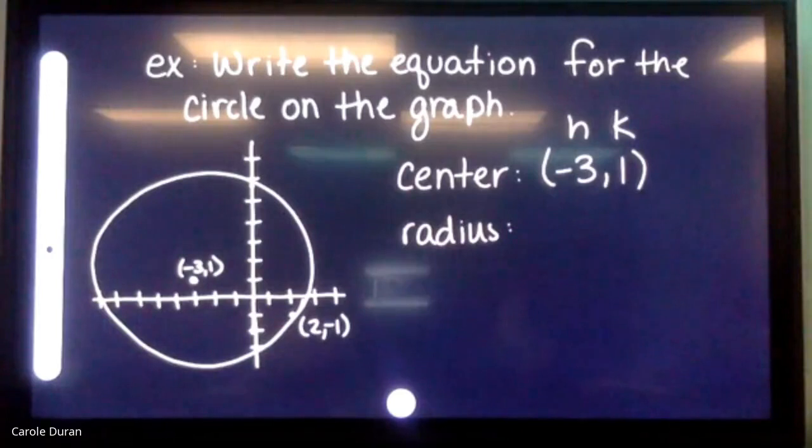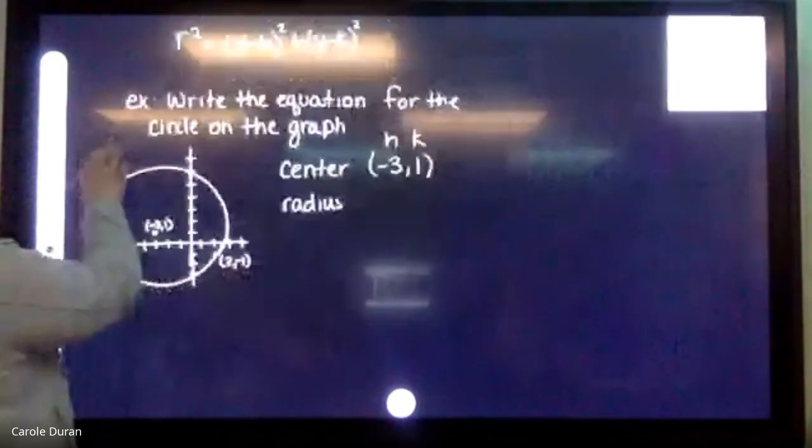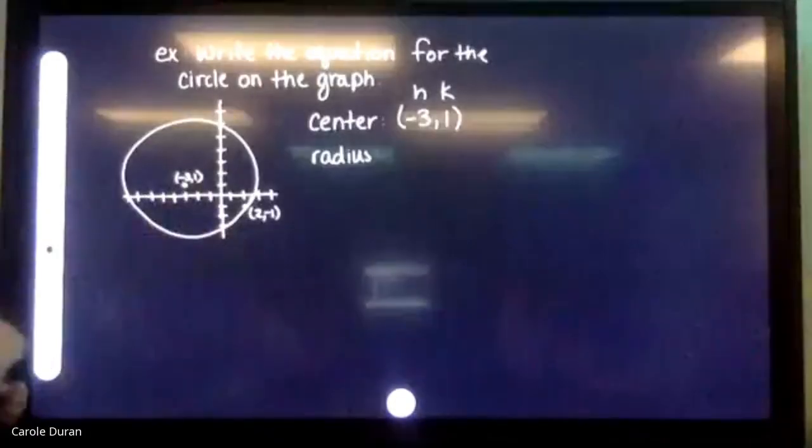Do I know the radius length of my circle? No, but can I find it? Yes. What do you think I'm going to use to find the radius? The distance formula. Because I'm just finding the distance from the center to that outside point, 2, -1.